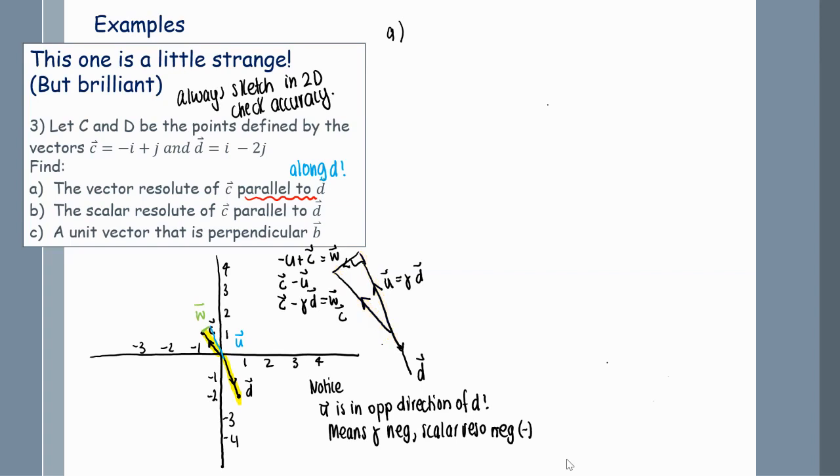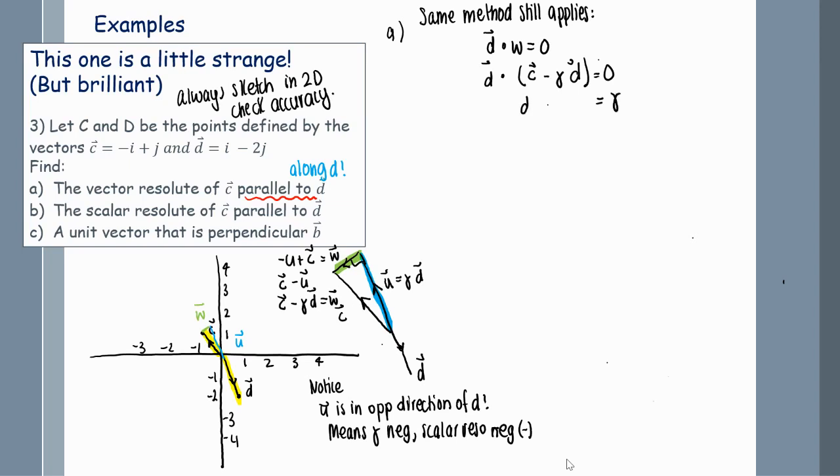Once you have all the information in the diagram, we can find the vector resolute by using the same method as usual. We've got to start by finding gamma. Begin by saying that vector D, our original vector, dotted with W, our perpendicular vector, equals 0. Substitute that W equals C minus gamma D into the equation and rearrange for gamma. In this case, we'll get D dot C over D dot D, which is just the length of D squared, is equal to gamma. Always show these steps in your working out.